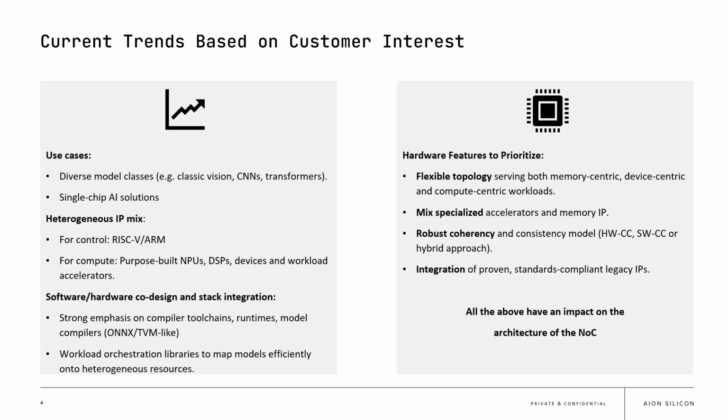Based on these interests, what hardware features do we want to prioritize? We want a flexible topology which can serve both memory-centric and device-centric workloads, with a mix of specialized accelerators and memory IP. We also want a robust coherency model, and from this we have options, whether it's hardware coherency or software coherency or something that's a hybrid of both. And finally, we want integration of proven and standard compliant legacy IPs. All of the above have an impact on the architecture of the NoC.